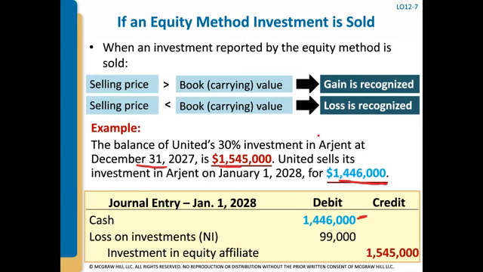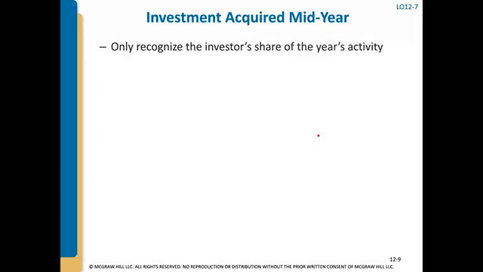We have to remove our investment in equity affiliate by crediting for the balance on our balance sheet. And then the difference is applied, whether it's a gain or loss, which in this situation is a loss on investment, and that is for 99,000, and that goes through our net income. So we actually recognize that loss, and it will reduce our net income. When we say our, this is talking about United's books. We have sold our investment in Argent.